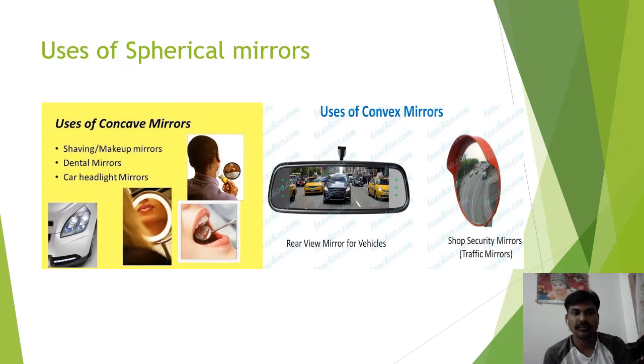Uses of spherical mirrors. Uses of concave mirrors: we use concave mirrors in shaving or makeup mirrors, in dental mirrors, and in car headlight mirrors. Uses of convex mirrors: we use convex mirrors in rear view mirrors for vehicles and in shop security mirrors.